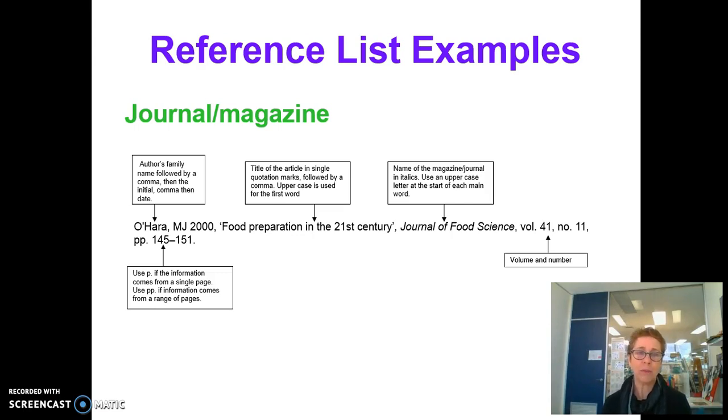Here we have the page number. If it's a single page, it's just p. If it's a page range, like I have here, it's pp. So just be careful how you put your page in, and at the end you always put a full stop.